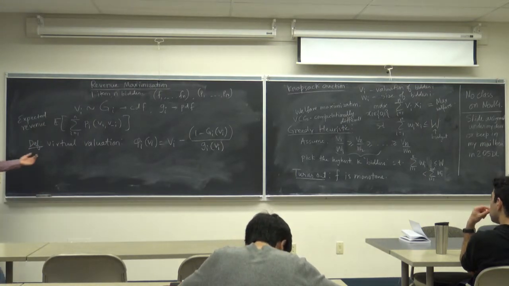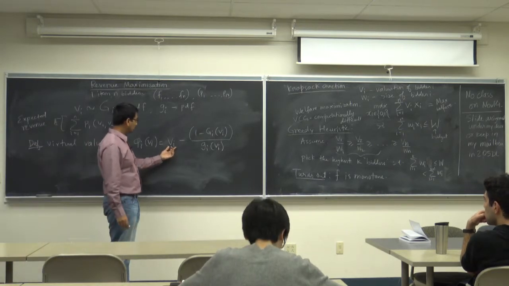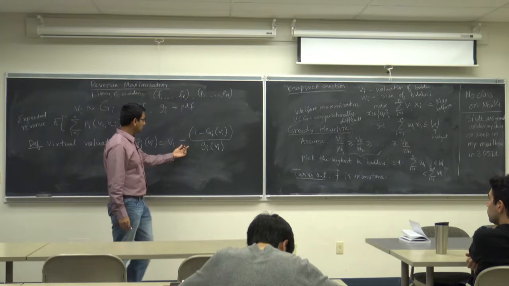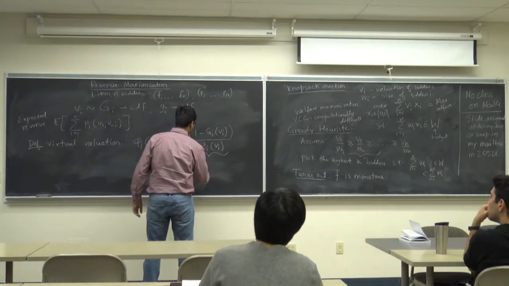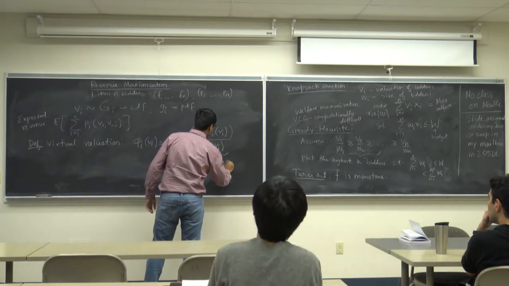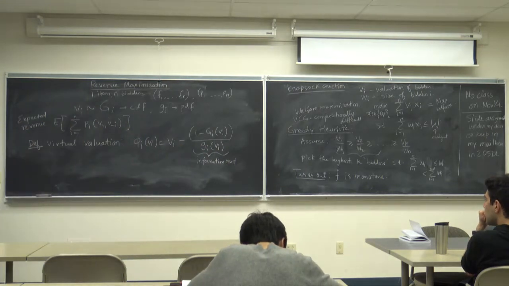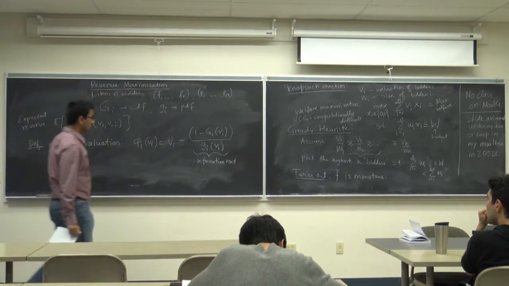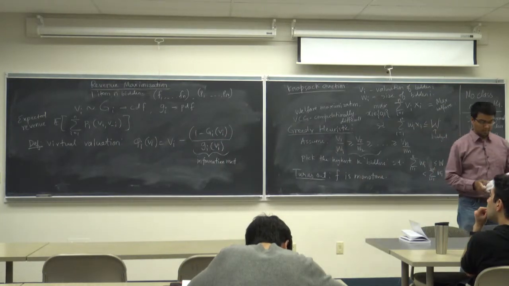Okay, so what is this virtual valuation? Well, this is the true value minus the information rent. So this is known as the information rent. In some sense, this is the cost of acquiring the information about the valuation of the bidder.